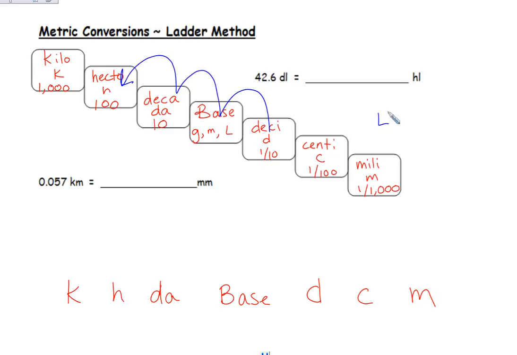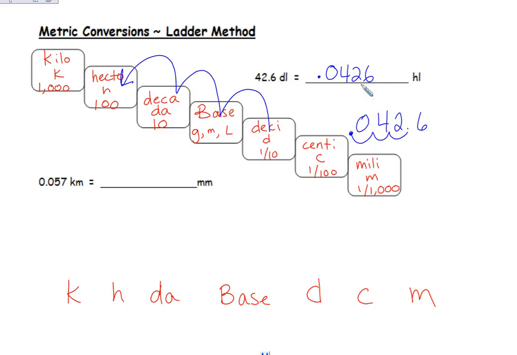So if you start with something like 42.6, you're going to move the decimal place 1, 2, 3 to the left. If you run out of numbers, we'll just add a 0. So this becomes 0.0426 hectoliters. Does this number make sense? Yeah. A hectoliter is a larger quantity, so if I have 42 little deciliters, that's going to be a fraction of a hectoliter. That's all there is to making a metric conversion.